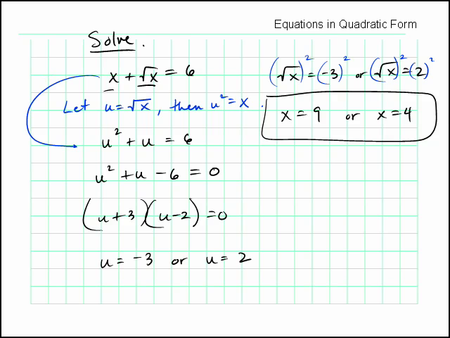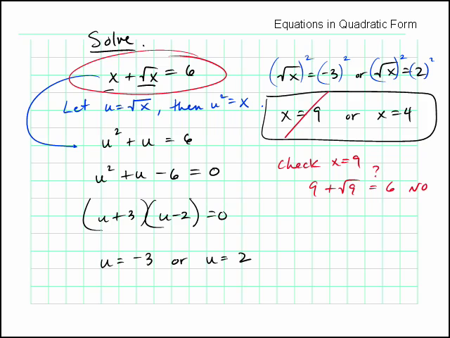Now, whenever you are dealing with square roots in an equation, never trust the answers. You always have to check whenever you have square roots. And if you do happen to check here, x equals 9 is not going to work. If you plug it into the original problem, you get 9 plus square root 9. Does that equal 6? And the answer is no, it doesn't work. So we got to rule out x equals 9.